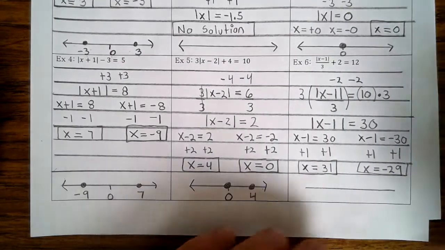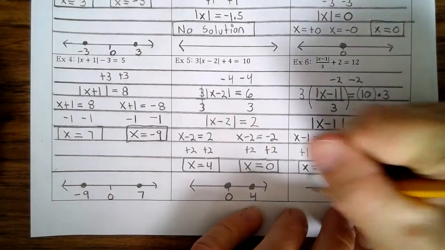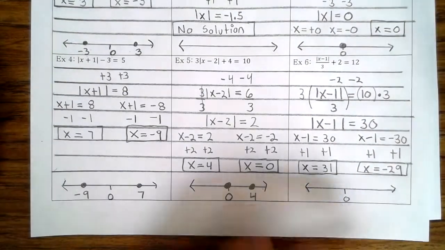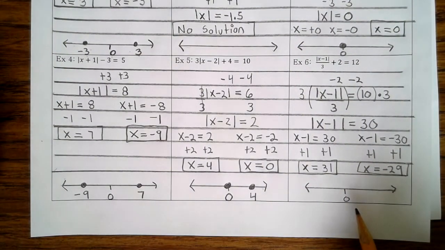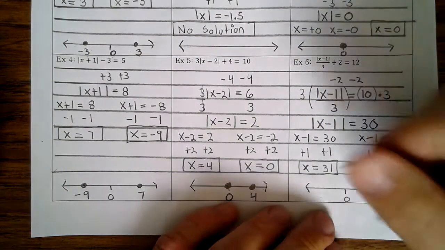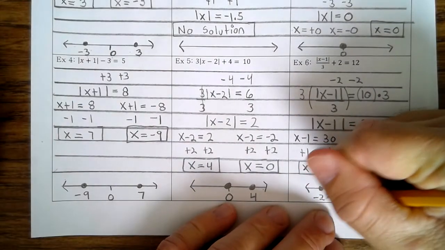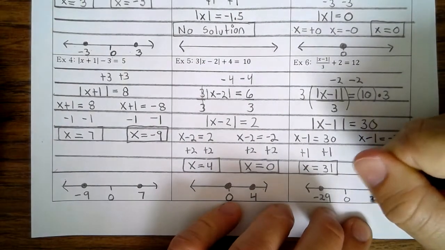Now, you'll see that my method of graphing makes sense, because if I put a 0 here, you don't have to put a bunch of tick marks. Negatives go on the left, positives go on the right. So negative 29 goes here, and positive 31 goes here.